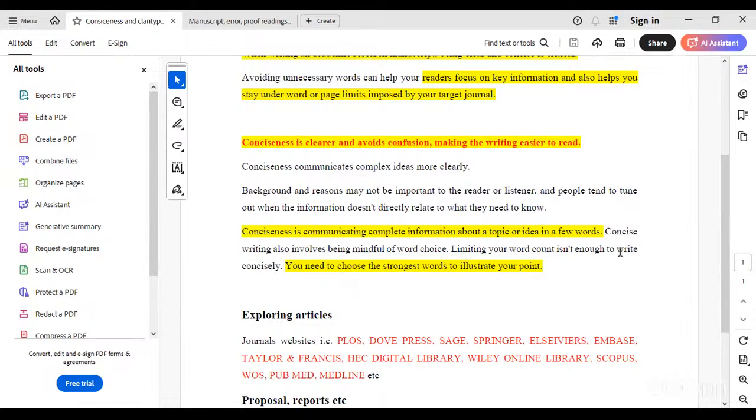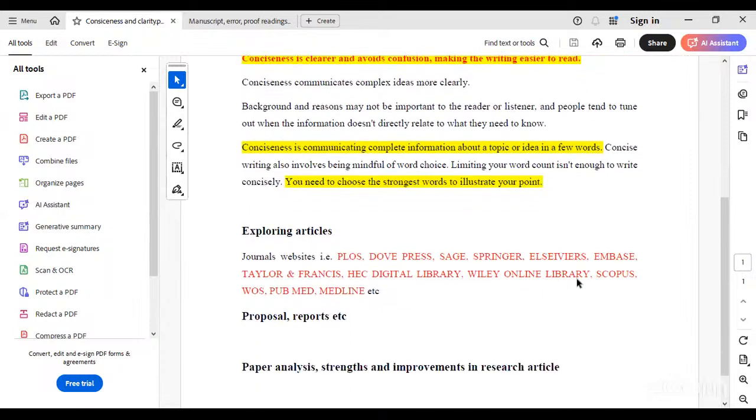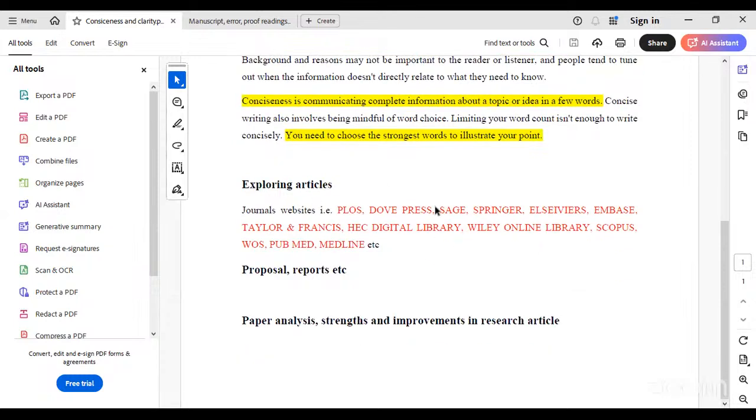You need to choose the strongest words to illustrate your point. Again, here I have highlighted some of the searches. Here you can add as well, like the Lancet, Nature Portfolio, and some others like Springer Nature, BMC. Springer is there. These are actually the publishing companies. You just Google their name and you'll get the research journals.